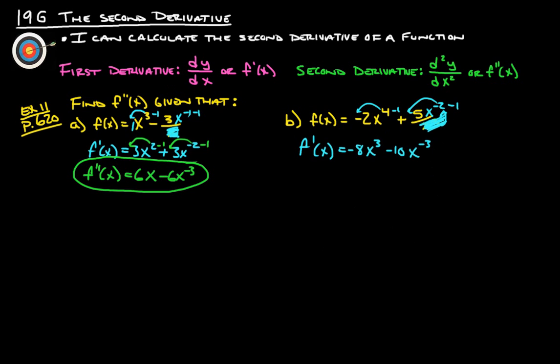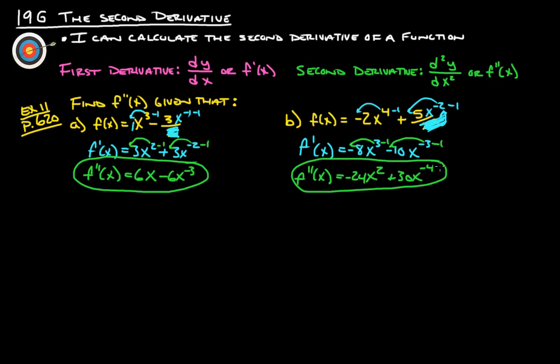And then let's do the second derivative. So f double prime of x is 3 times negative 8, which is negative 24, and then we subtract 1 from that, so that's x squared. And then negative 3 times negative 10 is positive 30, and we subtract 1 from that to get x to the negative fourth. And that is the second derivative of that function.